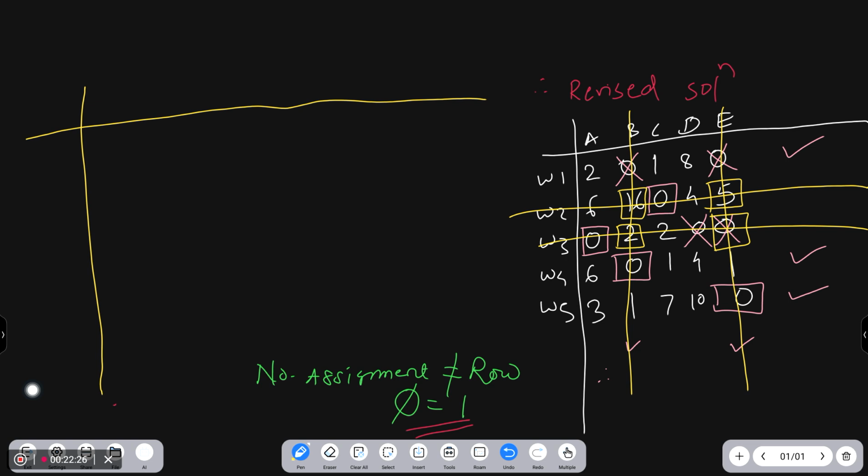2 minus 1, 1. Then the next one is 0, which will remain as it is. 0 will remain as it is. Then 1 minus 1, 0. 8 minus 1, 7. And this 0 will remain as it is. 6 remains as it is, but 16 is an intersection point. Therefore, it becomes 17. Then 0, 4 will remain as it is. 5 is the intersection area, therefore it becomes 6.